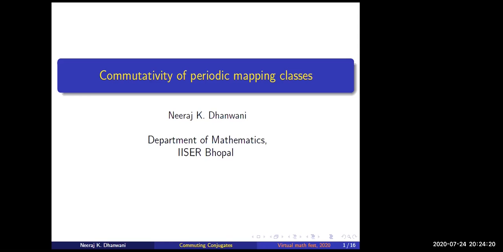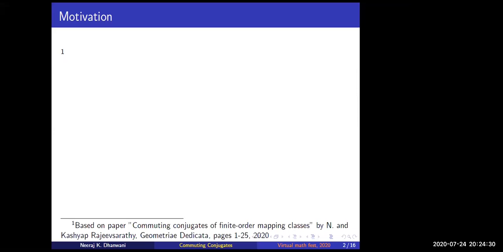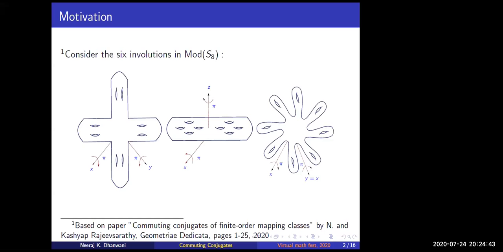Before I go on to explain every word in the title, I am starting my talk with a little motivation. What is the meaning of the commutativity of periodic maps, and why is this problem interesting? What I'm going to discuss is based on this paper, which was recently published in Geometry Educator, with my supervisor.